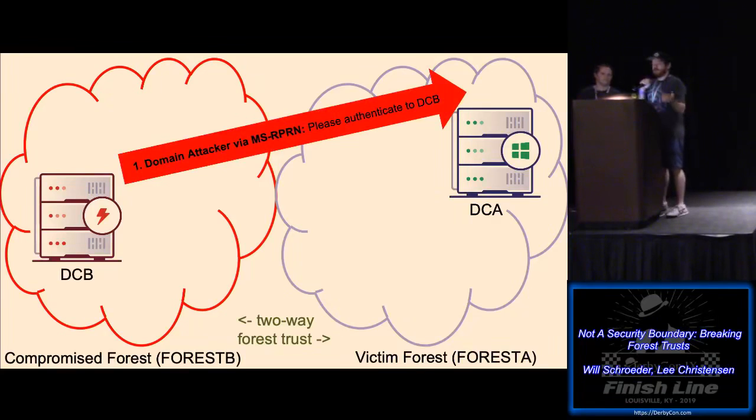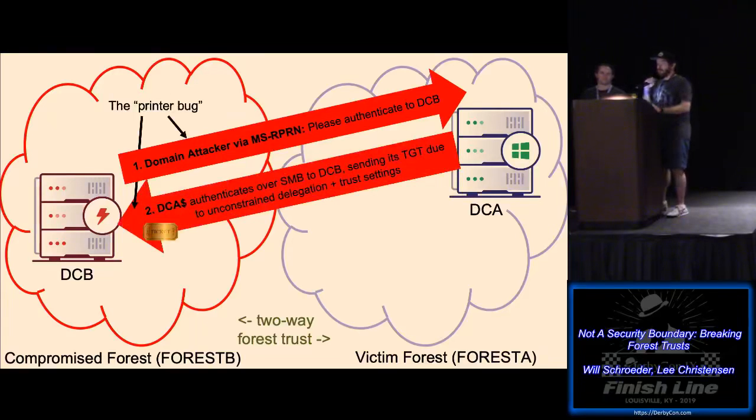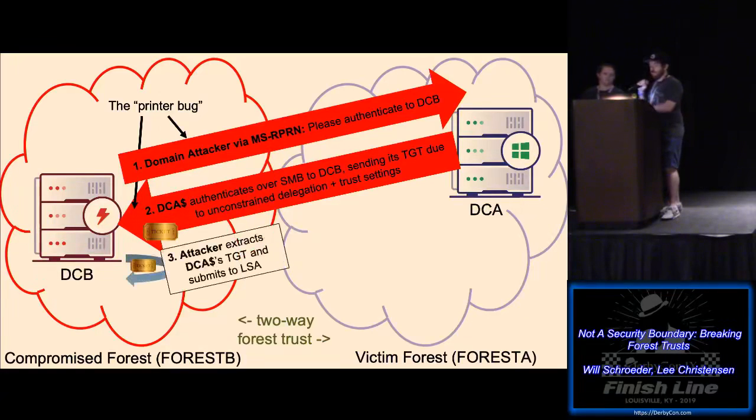So, we have our victim forest, which is A, and we've compromised everything in Forest B. First, as a domain attacker, via the print spooler stuff, the MS-RPRN, I'm going to tell the domain controller in Forest A, please authenticate to me on domain controller B. Domain controller A, with its machine account, will authenticate to B. These two parts are what comprise the printer bug. And because of unconstrained delegation, it sends a completely forwarded ticket granting ticket over that forest trust boundary.